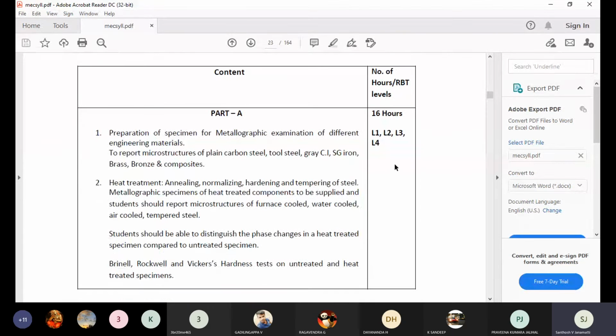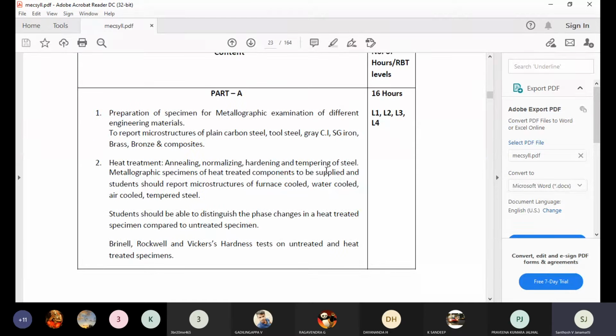Content of this metallurgy lab. There are two major parts, part A and part B. Based on the conduction, we have categorized the experiments, around 14 to 15 experiments in this laboratory, into part A and part B, based on the conduction and the arrangements.